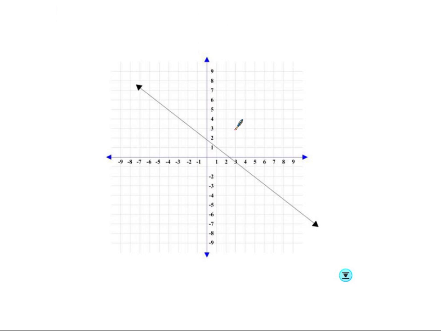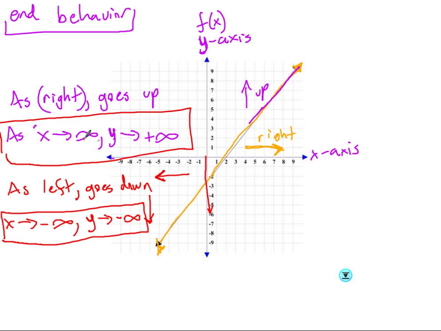Okay, so what I want you to do is the same thing for this one. I want you to give me the end behavior for this graph. First of all, as we go to the right, which way is the graph going? And as we go to the left, which way is the graph going? I'll leave it up to you to come up with the end behavior for that one. You should have something like this.